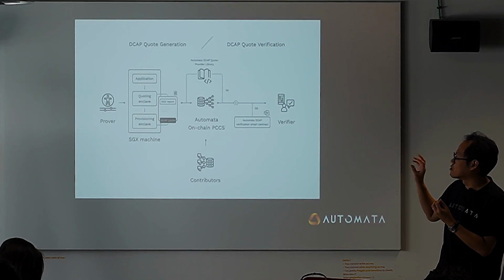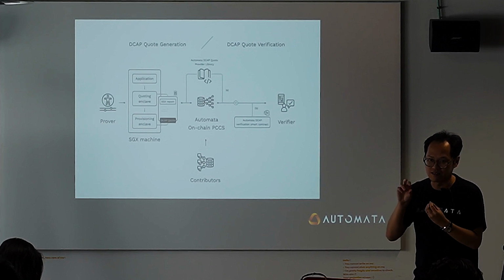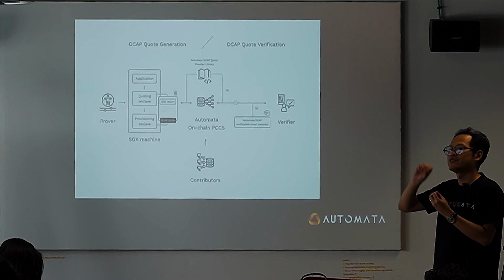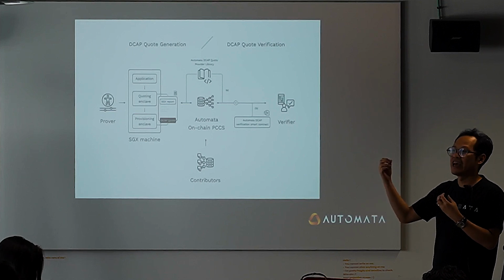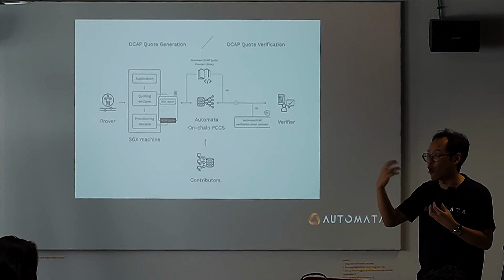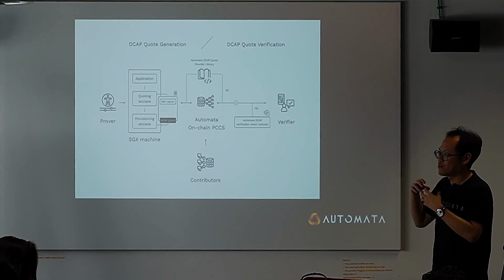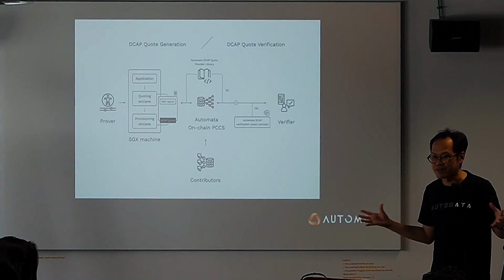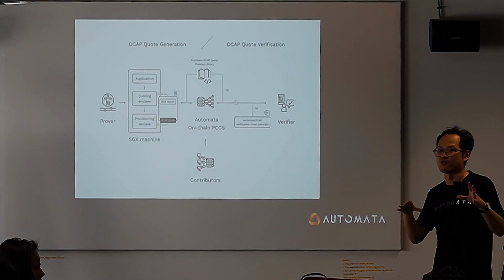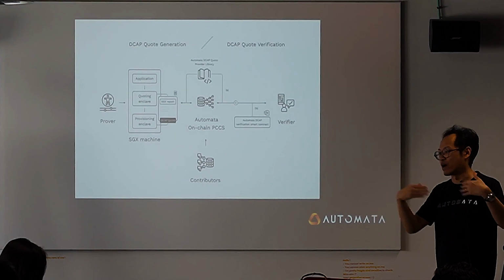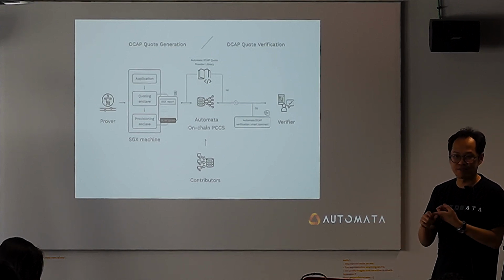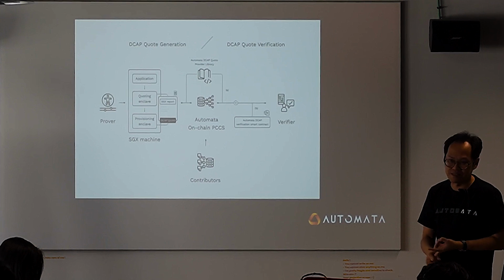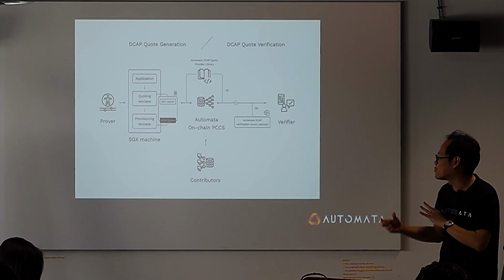So what we did was to actually write a DCAP code provider library that will fetch the corresponding collaterals, instead of from PCS, from an on-chain contract. And on the on-chain contract, we actually implemented the full schema for the PCCS. So basically, it's a one-to-one mapping of the PCCS schema. So we have stuff like PCK DAO, TCB DAO, and so on and so forth.